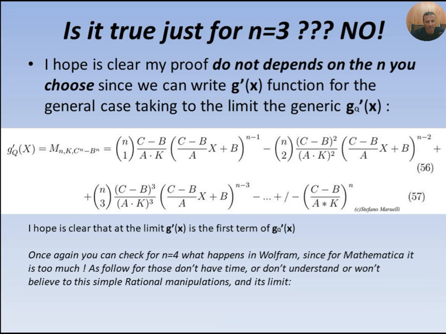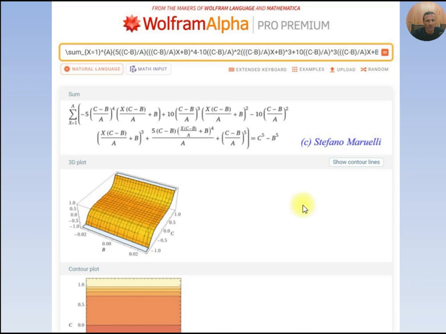I show you the case n equal to 4, just to remember, using Wolfram, because Mathematica is not able to arrive here, you can check. I don't cheat here, but this is really true. So we can express c to the 5 minus b to the 5 as the sum from x equal to 1 to 5 of all these terms you can see here.